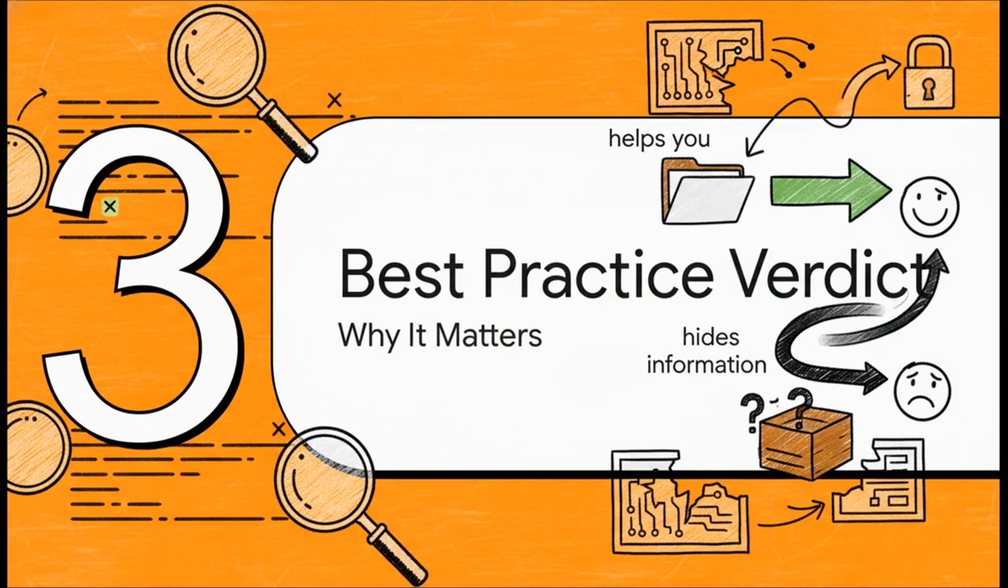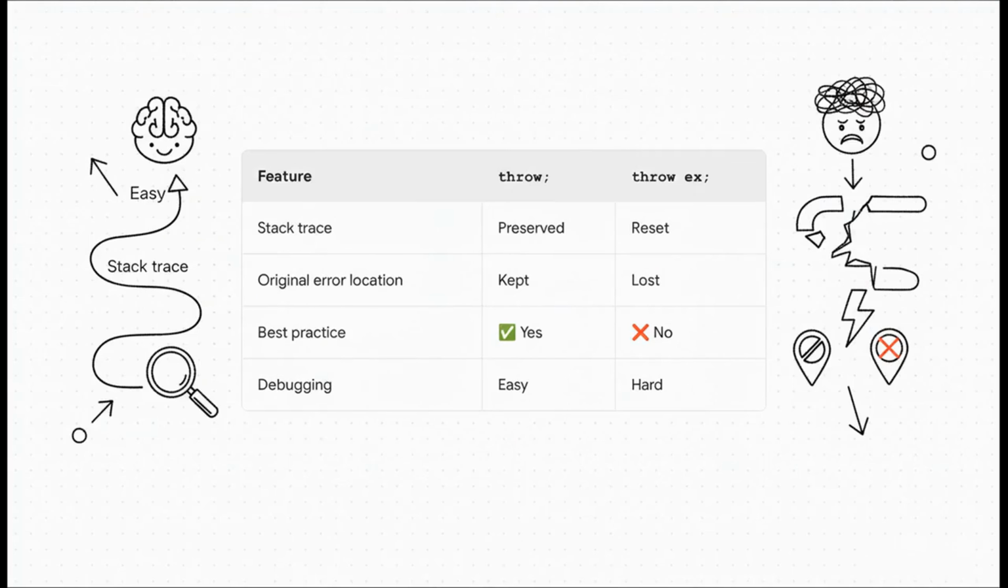Look, this isn't just some academic detail. In the real world, this means hours, maybe even days, hunting for a bug in completely the wrong place. Your choice of keyword directly impacts your ability to fix bugs. One choice empowers you, and the other one actively misleads you. This table really just lays it all out, plain and simple. With throw, the stack trace is preserved, the original location is kept, debugging is easier. It is without a doubt the best practice. With throw x, you reset the trace, you lose the original location, and you make debugging way, way harder.